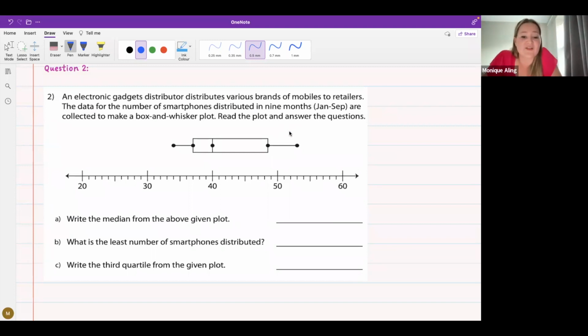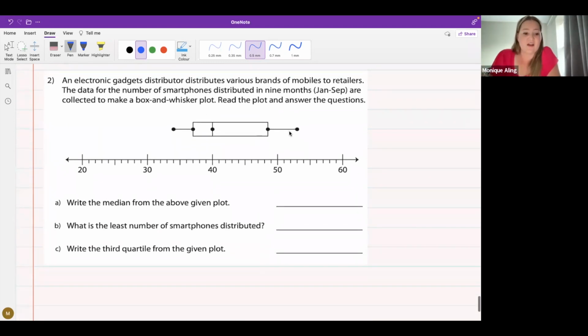An electronic gadgets distributor distributes various brands of mobiles to retailers. So that's just a fancy way to say that a factory of some sort delivers brands of mobiles, so like your iPhones, your Samsungs, any Android phone, to retailers, to the shops. The data for the number of smartphones distributed in 9 months are collected to make a box and whisker plot. Read the plot and answer the questions. So we've got A, B, and C.